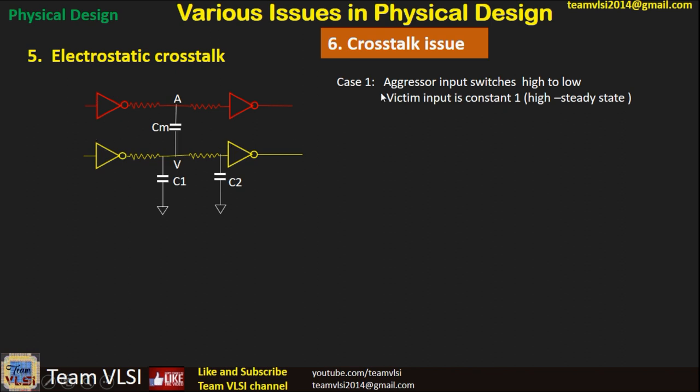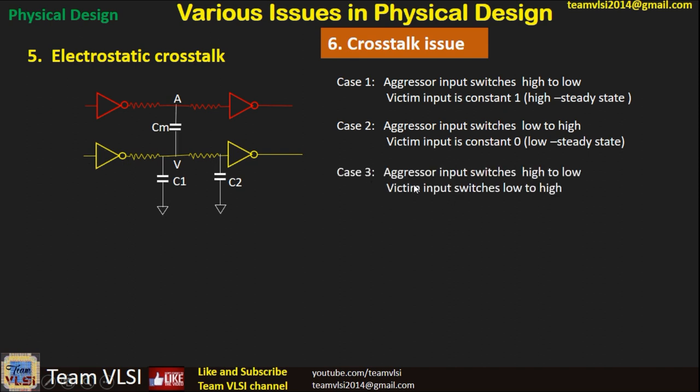Let's see it. Case 1: aggressor input switches high to low, meaning this net is switching high to low, and victim input is at constant 1. This net is constant 1. Case 2 could be aggressor input switches low to high, this net switches now low to high, and this victim net input is at constant 0. Case 3 could be aggressor input switches from high to low and victim input switches opposite to it, meaning low to high.